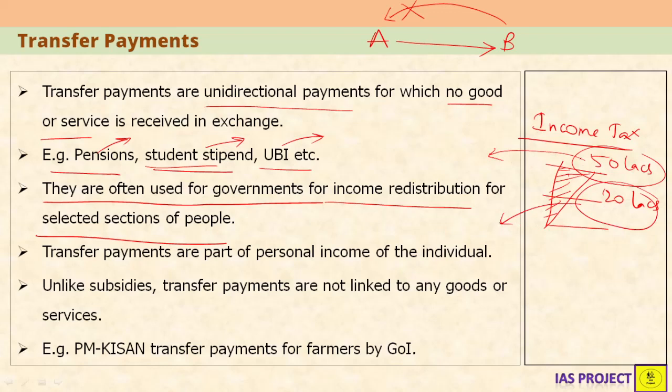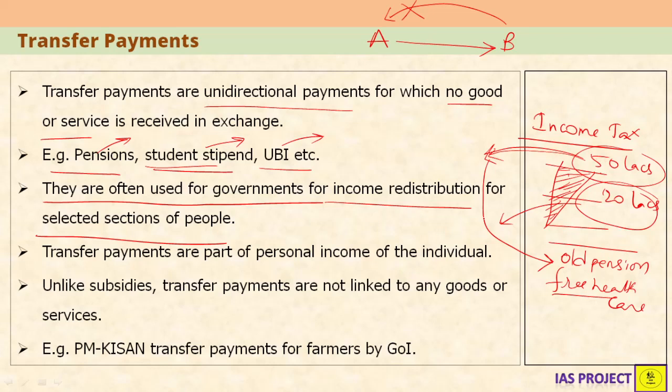So the amount of money which is collected by government from high income people is actually used in a way on low income people or people who do not pay any kind of tax, in the form of transfer payments. They may give them, let's say, old age pensions. They may give them free health care and all these aspects.